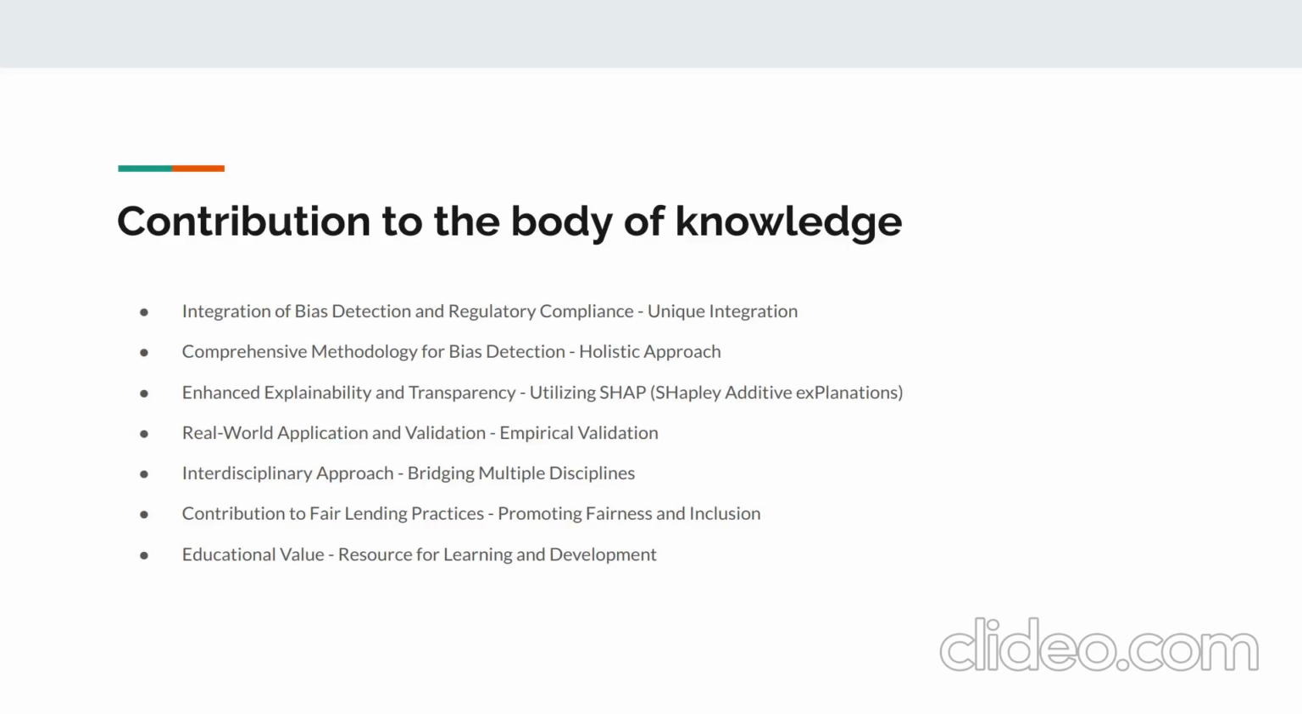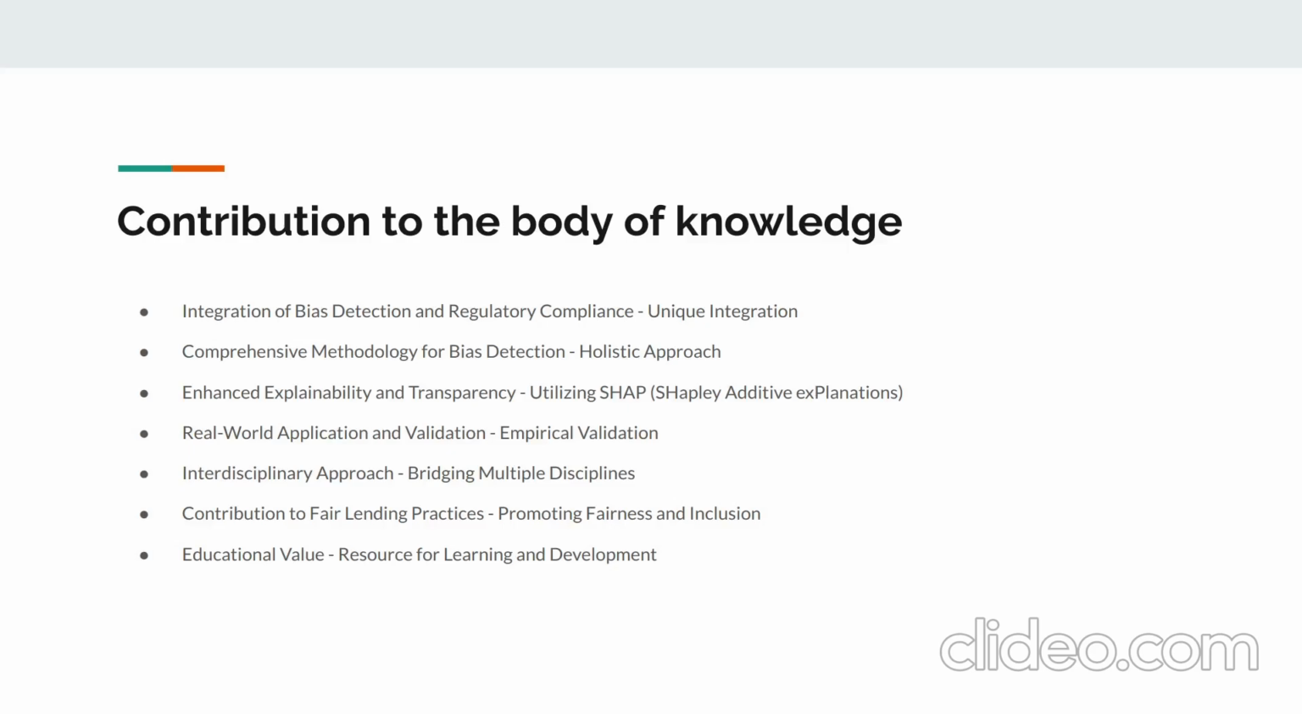Number three, enhance explainability and transparency by utilizing SHAP, Shapley Additive Explanations. By incorporating SHAP, the tool enhances the explainability and transparency of AI models. SHAP provides insights into how each feature contributes to the model predictions, which is crucial for understanding and mitigating bias. This contribution is particularly important as it helps demystify the black box nature of many ML models.